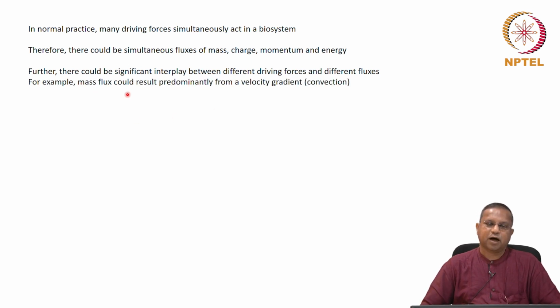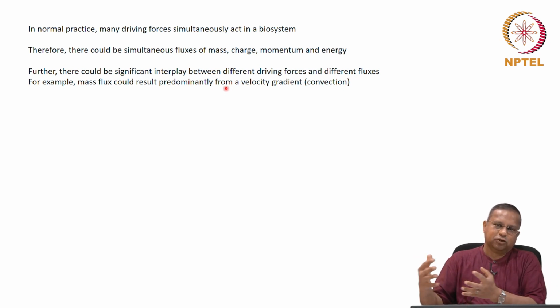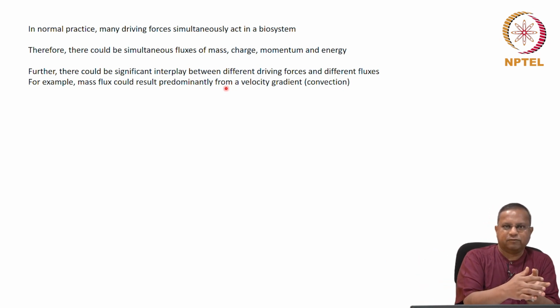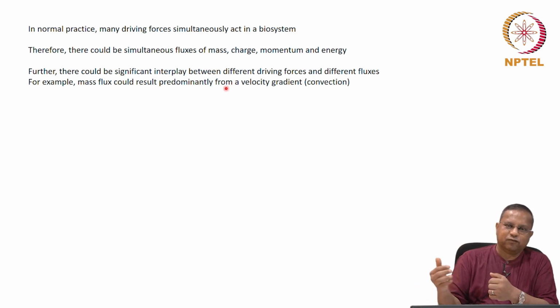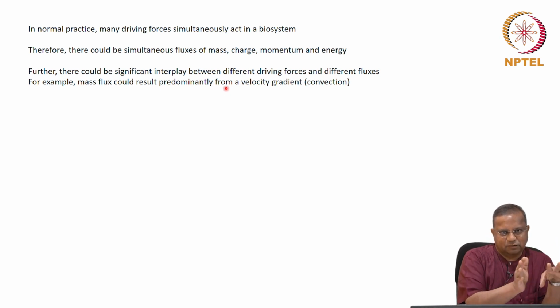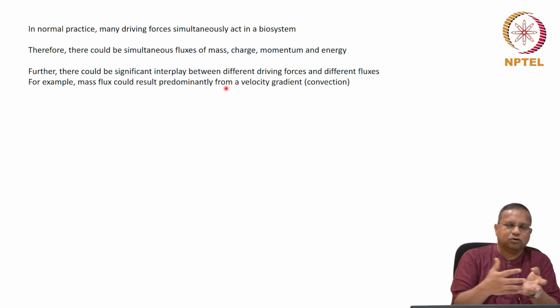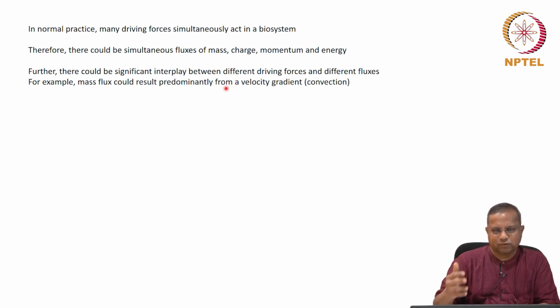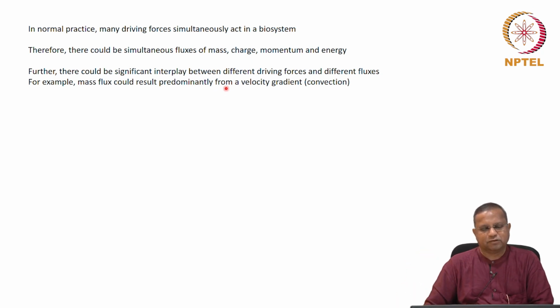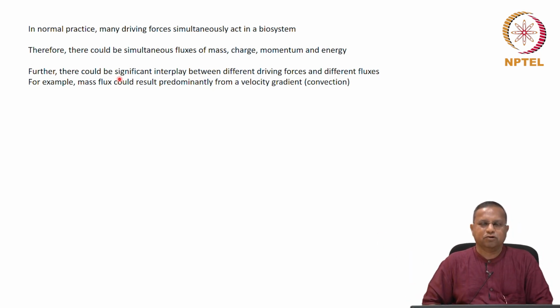For example, mass flux could predominantly result from a velocity gradient. We all know what convection is, right? Related to motion, there could be a huge mass flux because of the motion of the liquid itself, which is many orders of magnitude higher than the flux caused by the concentration gradient. So far we have carefully avoided this situation when we looked at mass flux. We had seen situations where there was no motion of the fluid, no convection, no bulk flow. Therefore, we could put V_x, V_y, V_z equals 0, or V_r, V_theta, V_z equals 0. That's what we have seen so far. Now we are going to remove all those constraints.